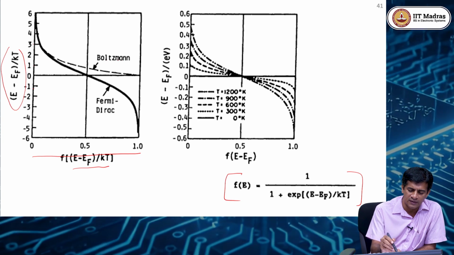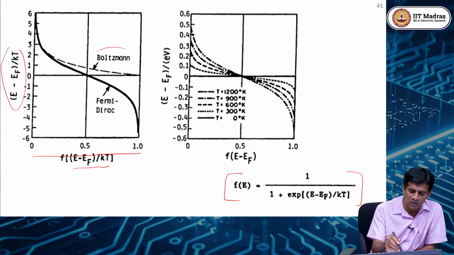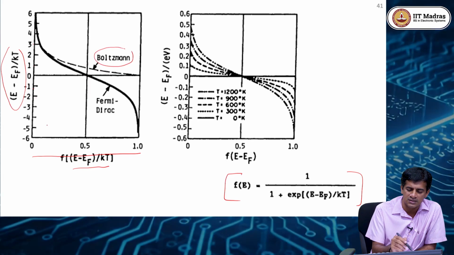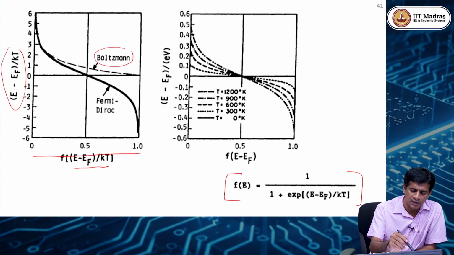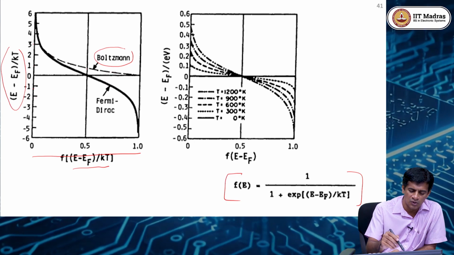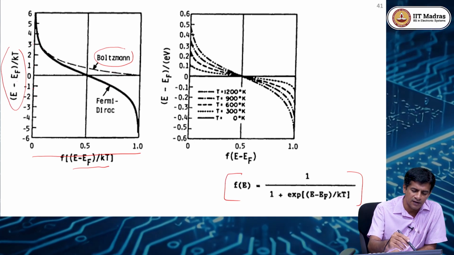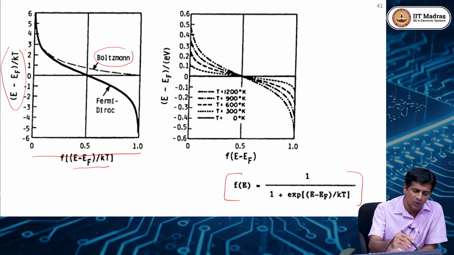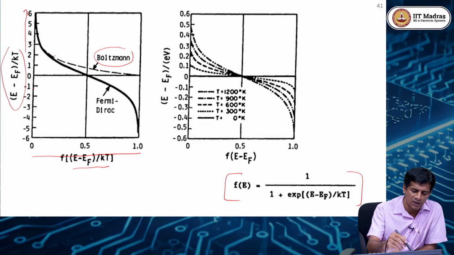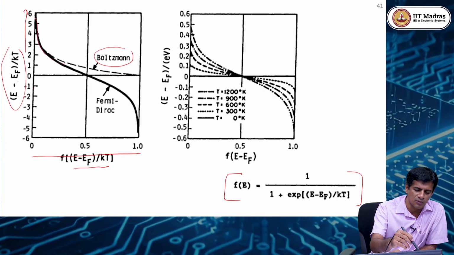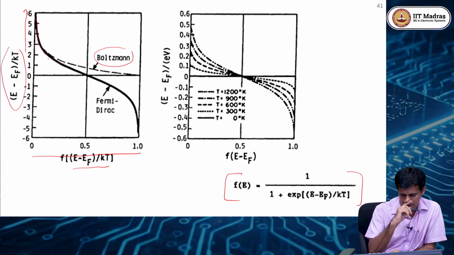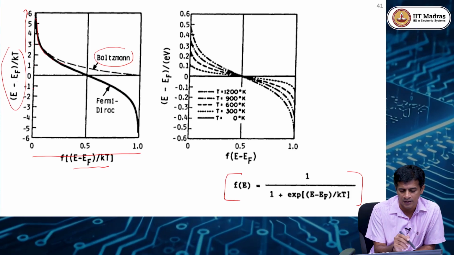And you might have studied the case of gases, the Maxwell-Boltzmann distribution. For example, you can see that it's also plotted here. If E minus EF by KT is more than about 3, in this range you can see that the Fermi Dirac distribution and the Maxwell-Boltzmann distribution merge with each other. We will use this approximation later.